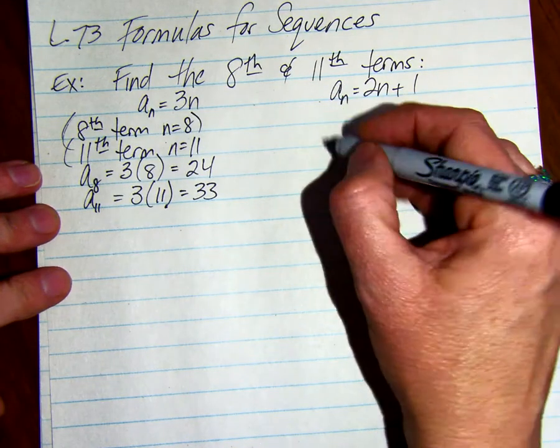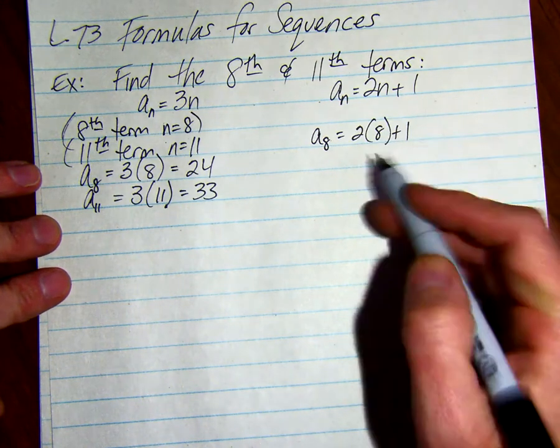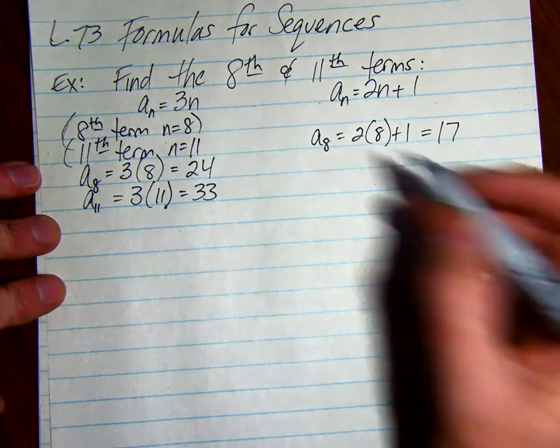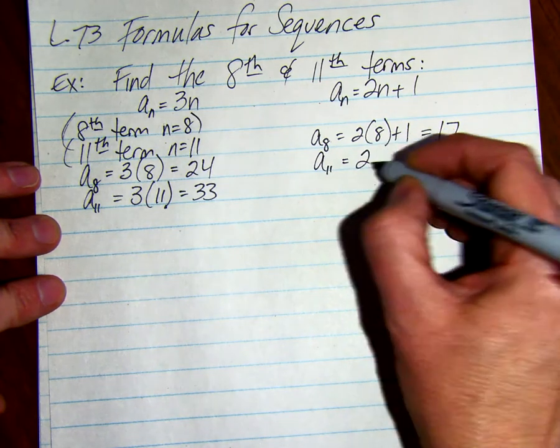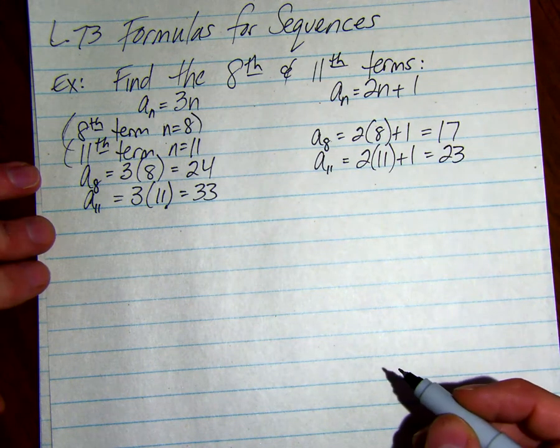In this one, the 8th term, a sub 8 equals 2 times 8 plus 1. We're just plugging in 8 for n. So 16 plus 1 is 17, and then a sub 11 is 2 times 11 plus 1, which is 23.